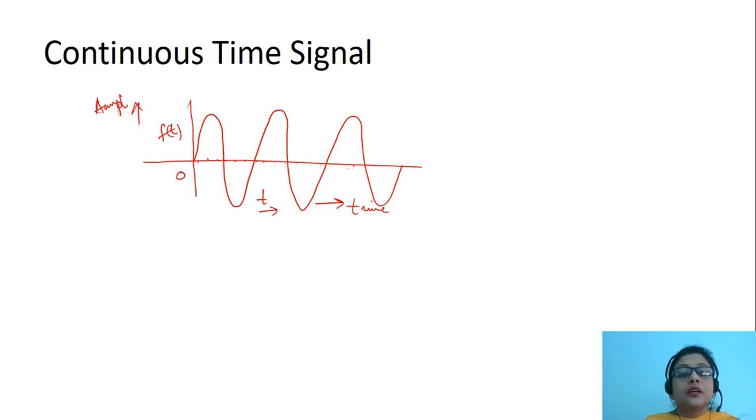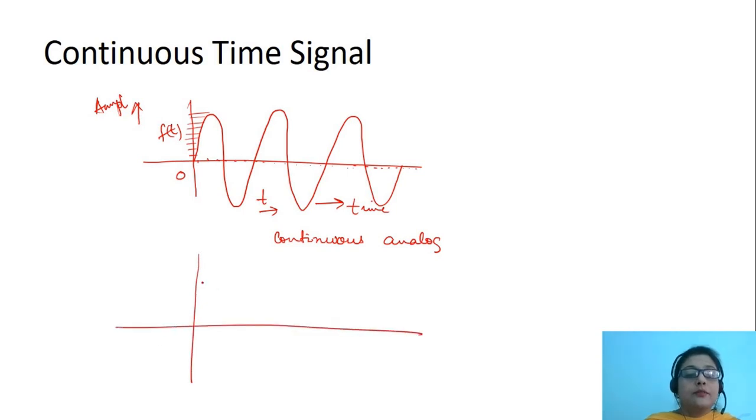So this is an example of continuous time signal. At the same time, the signal is analog in nature because along the y-axis, it has infinite number of levels. So this is continuous analog signal.